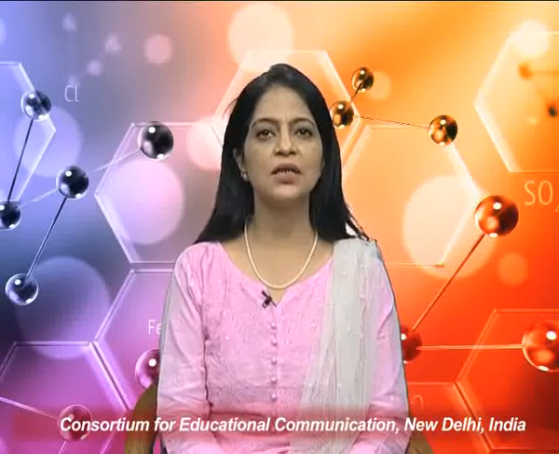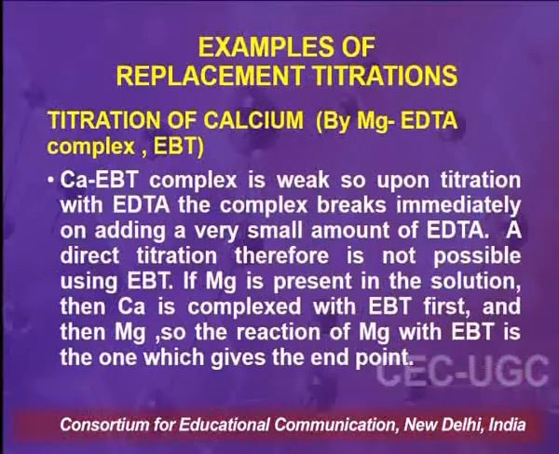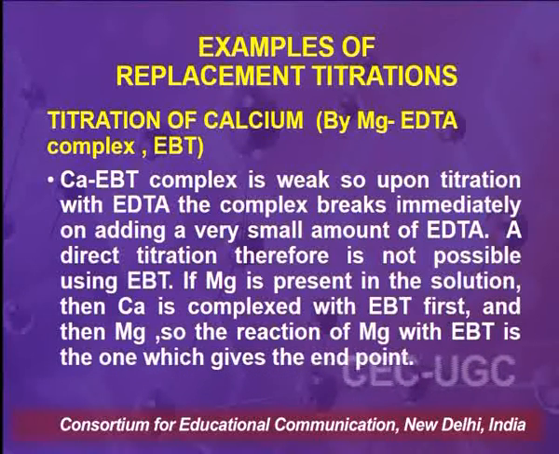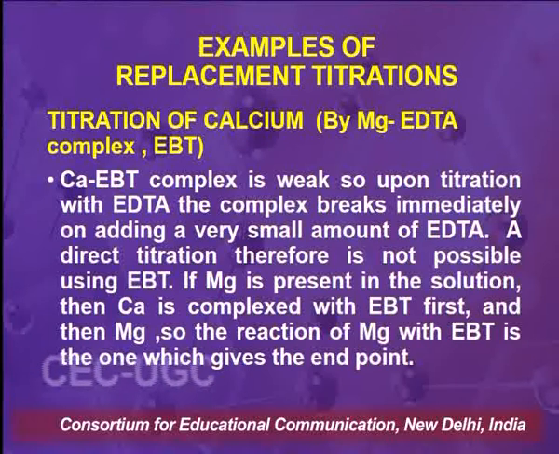Now we have another set of titrations in complexometry which are termed as replacement titrations. And these titrations are to be performed for various metal ions wherein the metal ion indicator complex is weak. For example, in the case of titration of calcium by magnesium EDTA complex and EBT as the indicator. Now, a point to be noted over here is that this replacement titration needs to be done for calcium if we are using eriochrome black T as the indicator, because the calcium indicator complex here is weak.